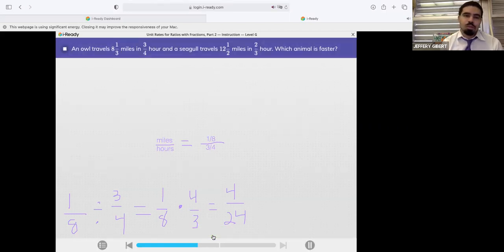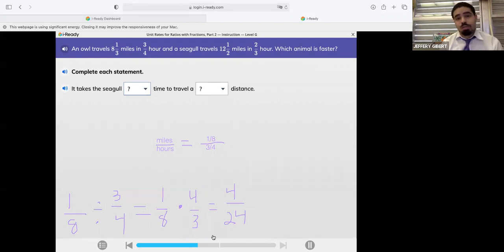An owl travels 8 1/3 miles in 3/4 of an hour, and a seagull travels 12 1/2 miles in 2/3 of an hour. Which animal is faster? Estimate each speed by comparing the distance and time. Complete each statement. All right, Kayla Moss.